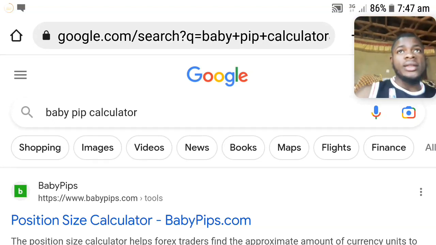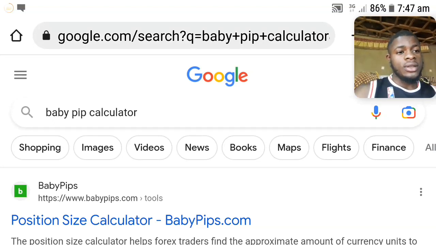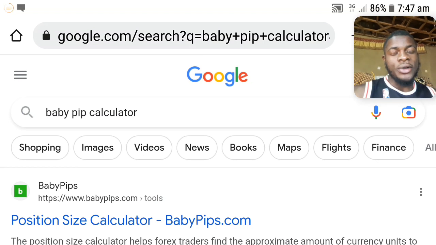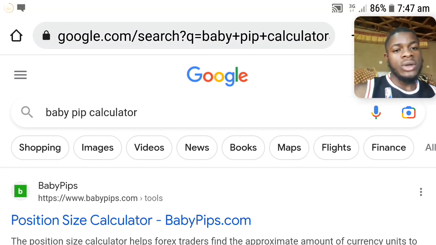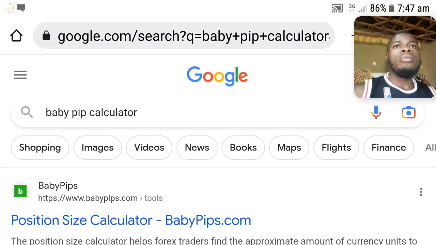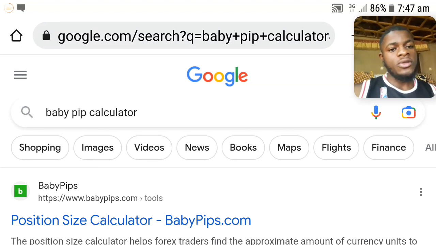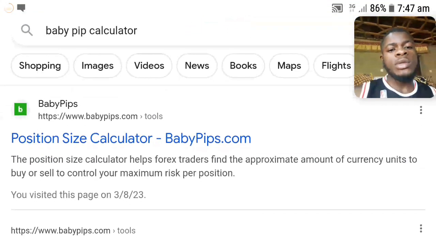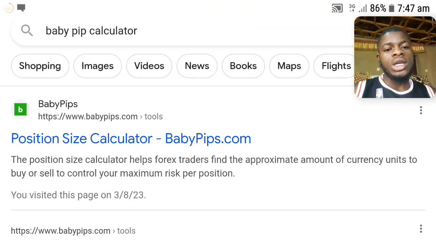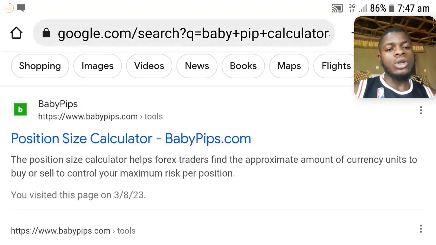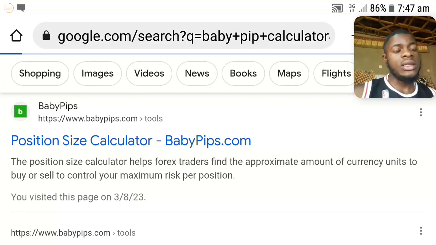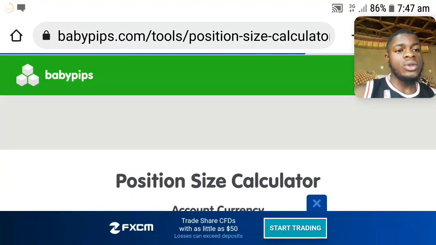Okay guys, so I'm already on it on Google. I already searched Babypips calculator. I told you we're going to be calculating how you can manage your account sizes and scale up in terms of risks. So when you get to the Babypips calculator, this is the website. It shows the position size calculator. You hit on position size calculator and it has to load for you. All you have to do is wait for it to load.